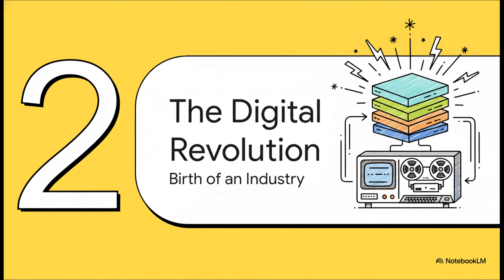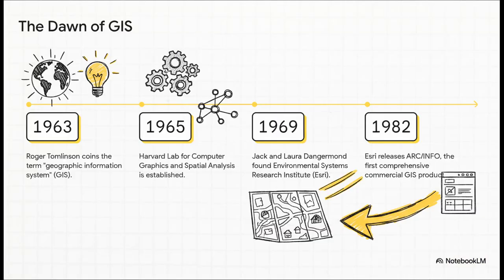So the idea was brilliant, but doing it by hand with transparent paper just wasn't gonna scale, right? It needed a boost. And that boost came from the computer revolution of the 1960s. This was the spark that was about to turn that layer cake concept into a world-changing industry. And once the idea met the technology, things started moving fast. The term GIS gets officially coined in 1963. A couple of years later, you have these hubs of innovation popping up at places like Harvard. And then, in 1969, a new startup called Esri is founded. By 1982, they release Arc/Info, which was the first real commercial GIS software.